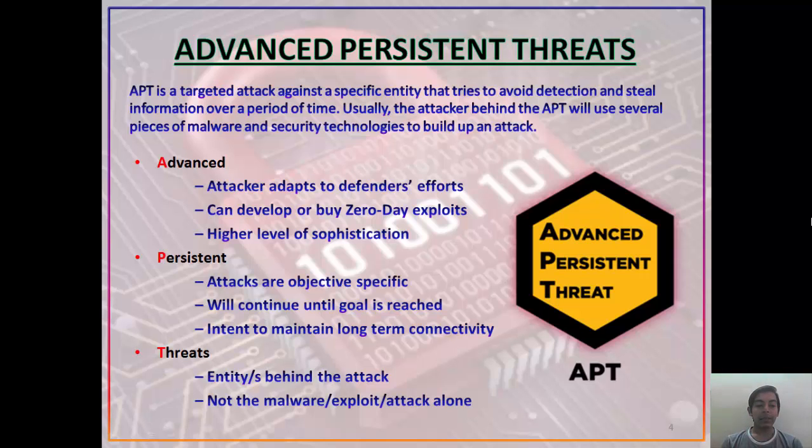Now persistent. Persistent means that attacks are objective specific. The attacks will continue until the goal is reached, and the intent is to maintain long-term connectivity. Now, what is a threat? Threat is basically the entity or entities behind the attack, and it is not the malware or exploit or attack alone. So basically an advanced persistent threat attack is a targeted attack.